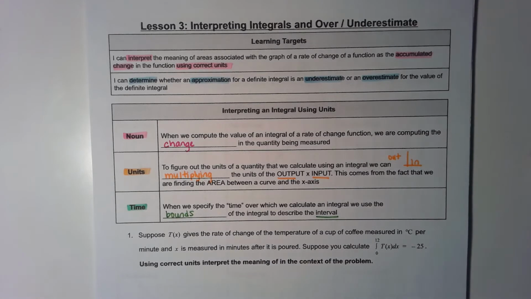So let's practice this. Suppose that T of x gives the rate of change of the temperature of a cup of coffee, measured in degrees Celsius per minute, and x is measured in minutes after it's poured. Suppose that you calculate the integral from 0 to 12, and you get negative 25. Using correct units, interpret the meaning in the context of the problem.